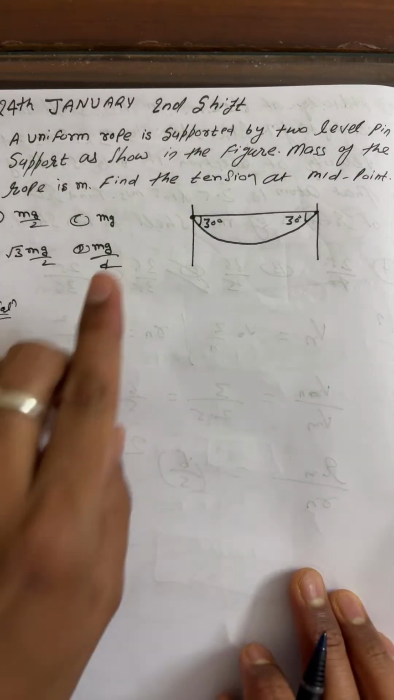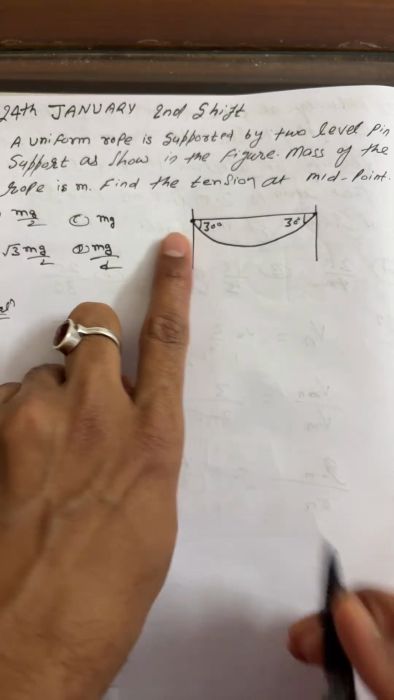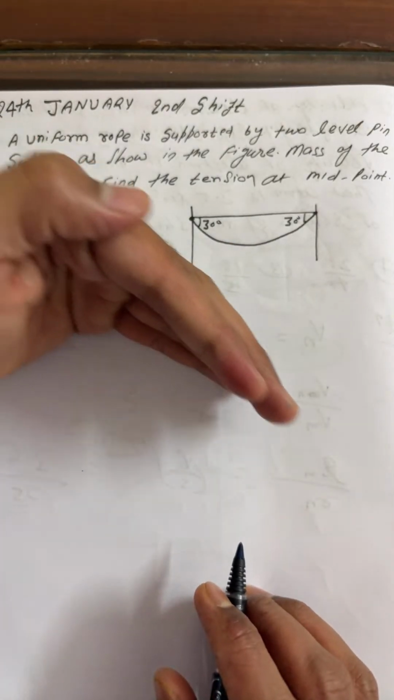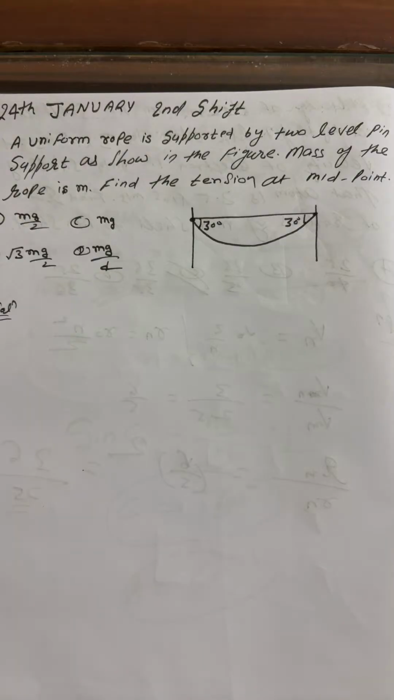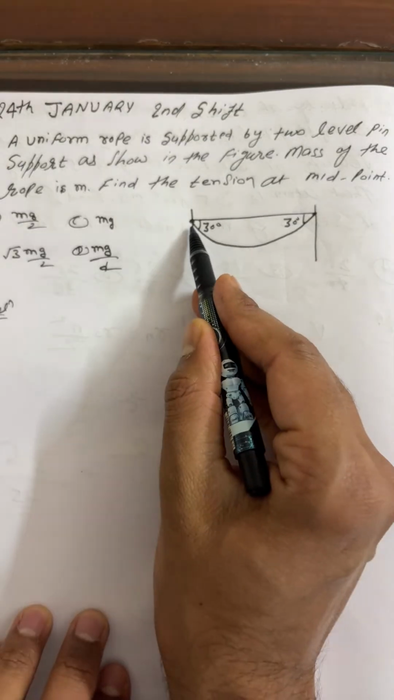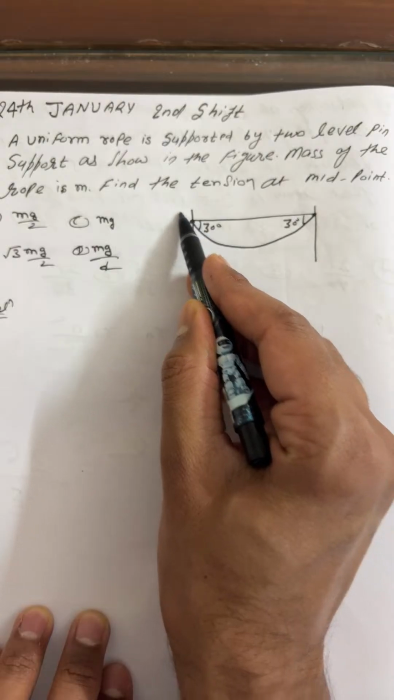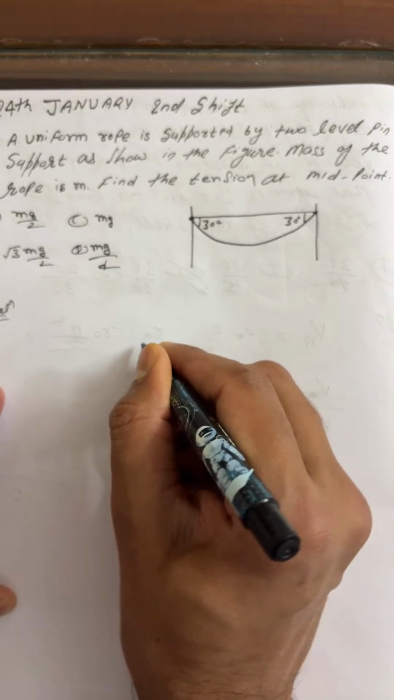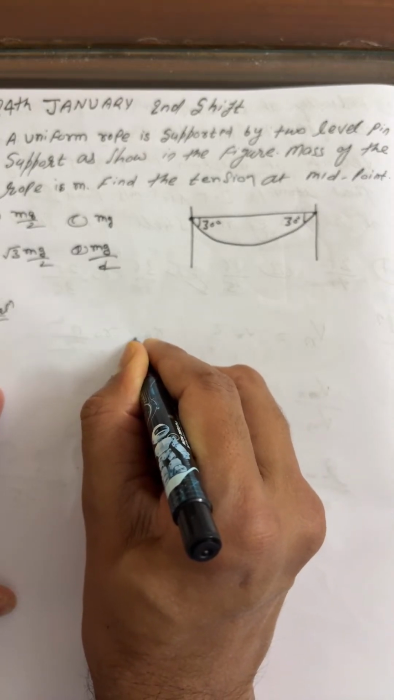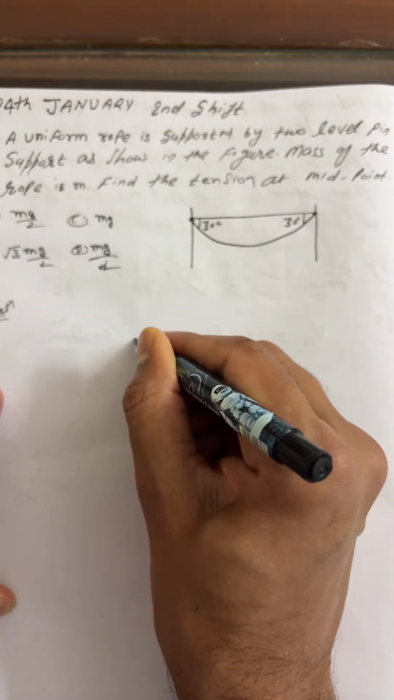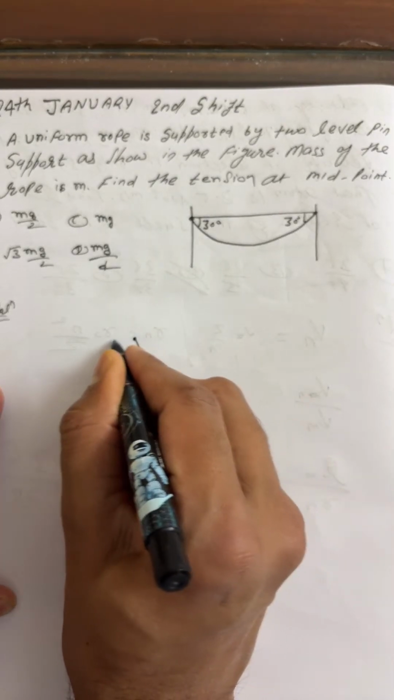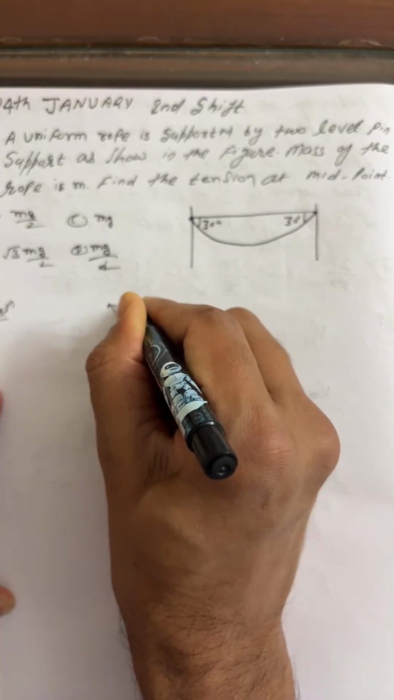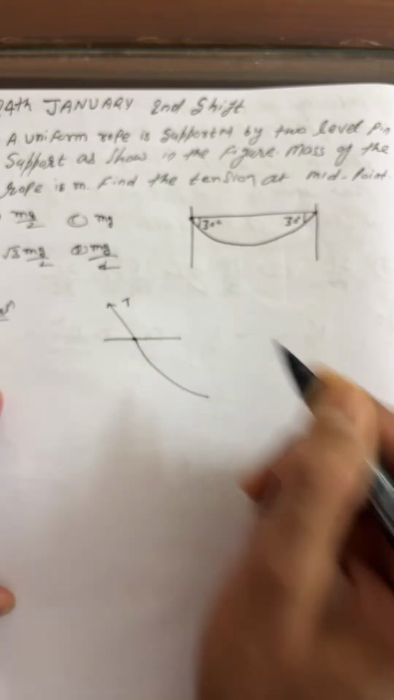Student, what can you say about this entire thing? This is the hinge point, and I think this is connected from here. The tension always acts along the string. Due to this, one tension force acts in this direction. Let us suppose I'm calling this T.